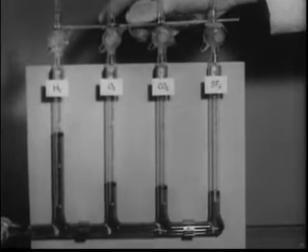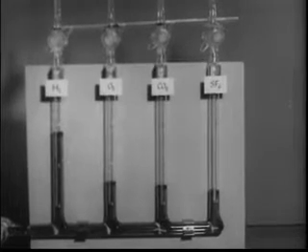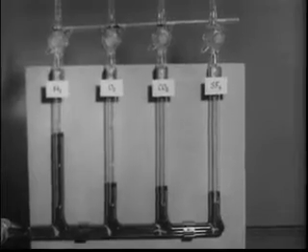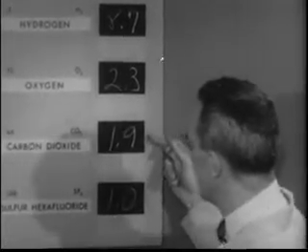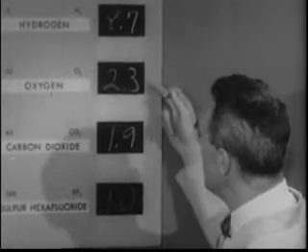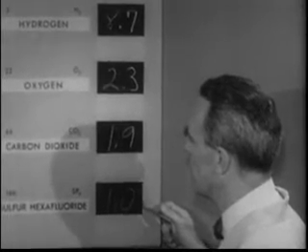In fact, since over 8 times as many hydrogen molecules escaped as sulfur hexafluoride, the hydrogen velocity must be over 8 times greater than that of sulfur hexafluoride. In the same way, the molecular velocity of carbon dioxide is 1.9 times that of sulfur hexafluoride, and the molecular velocity of oxygen 2.3 times that of sulfur hexafluoride.